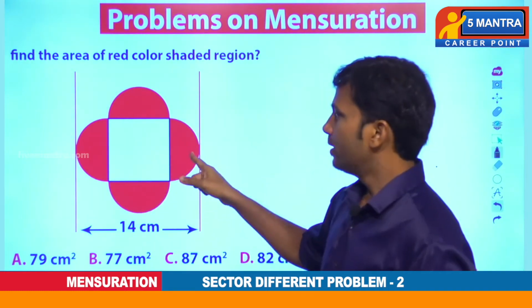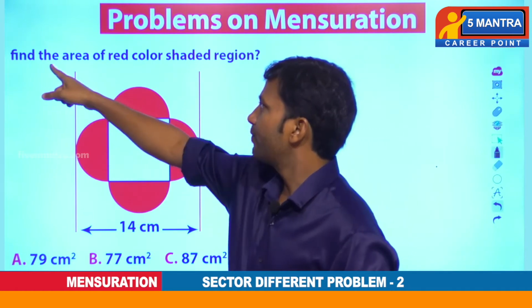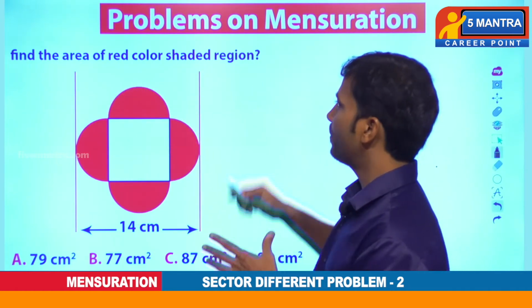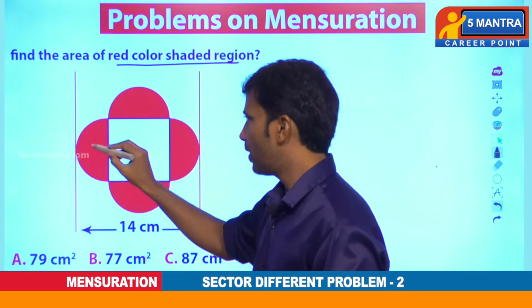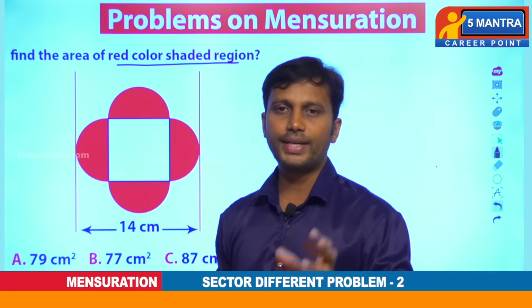Now tell me, here a square is introduced, and we need to find the red colored shaded region. They simply had given this. Nothing else is mentioned over there. We need to find out this red colored part, a shaded region. How to find it out?